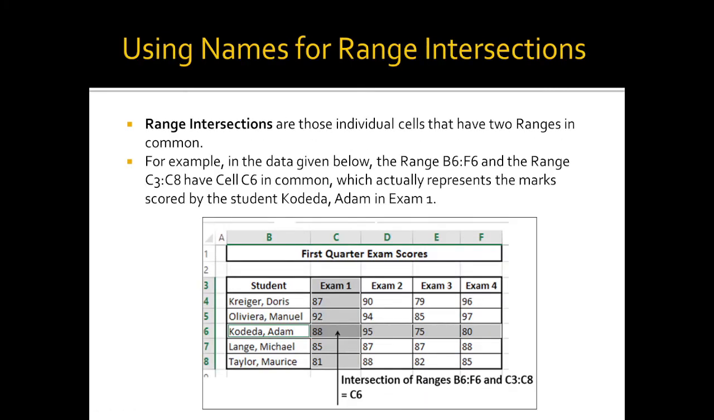Using names for range intersections. Range intersections are those individual cells that have two ranges in common. For example, in the data given below, the range B6 to F6 and the range C3 to C8 have cell C6 in common, which actually represents the marks scored by the student Kudeda Adam in exam 1. So we're referring to this cell. So for this row and this column, this is the intersection.